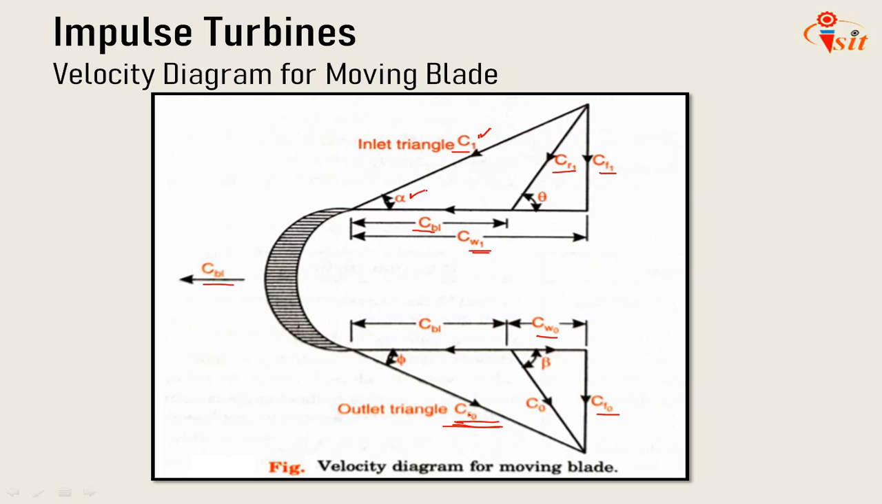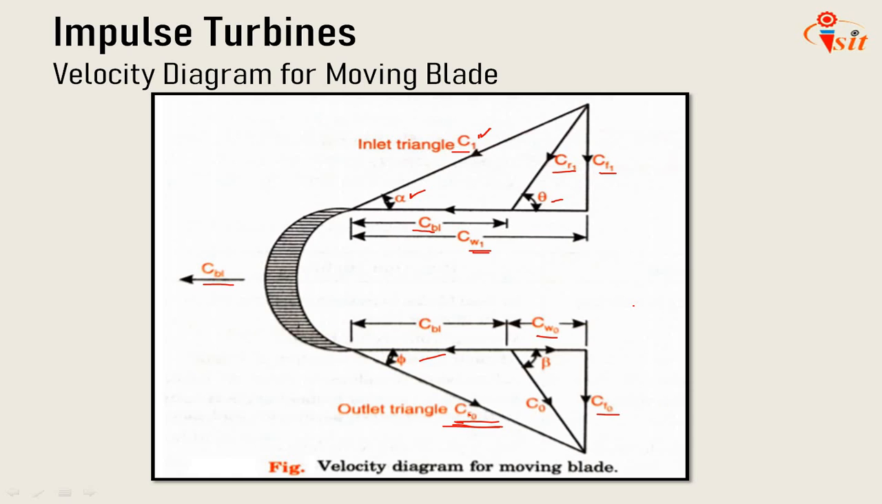Alpha is the angle with the tangent of the wheel at which the steam with velocity C1 enters. It is also called the nozzle angle. Beta is the angle which the discharging steam makes with the tangent of the wheel at the exit of the moving blade. Theta will be the entrance angle of the moving blade, and phi will be the exit angle of the moving blade. So these are the terminologies of these parameters.